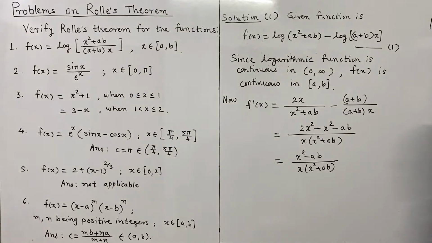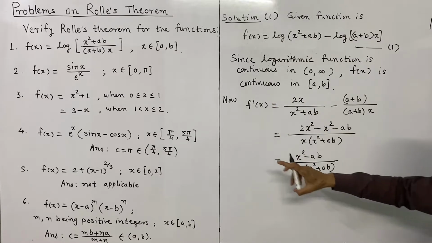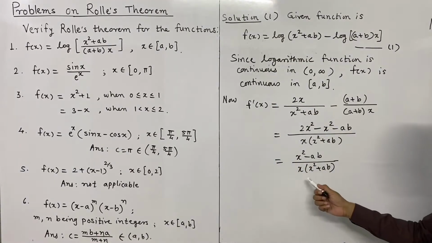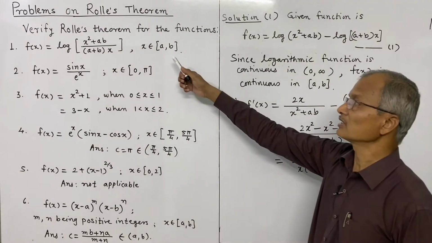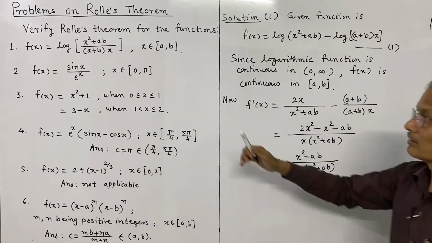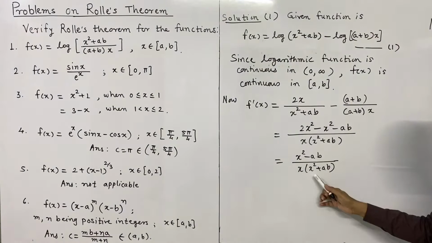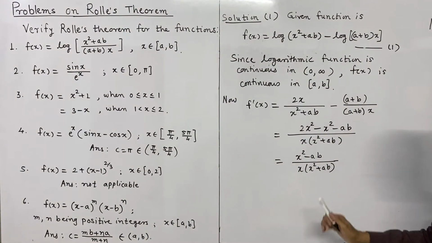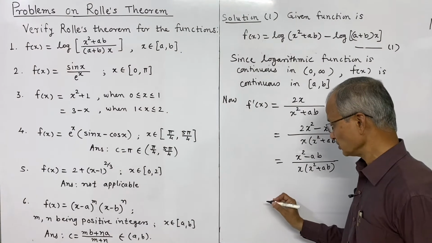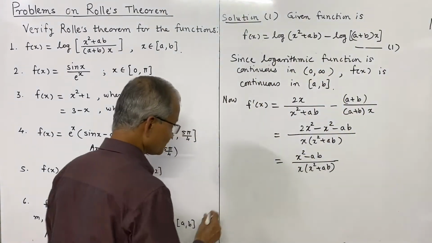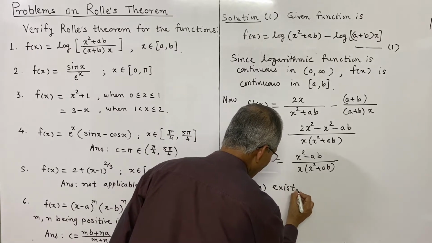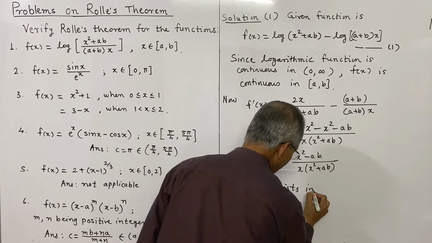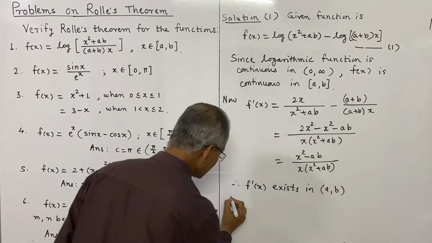And see, this quantity exists, f dash x exists in the open interval AB. When this will vanish, only if the denominator is 0, and we are assuming a and b non-zero, and therefore this is not 0 and the quantity exists. So that means f dash x exists in the open interval AB, and that is the second condition.